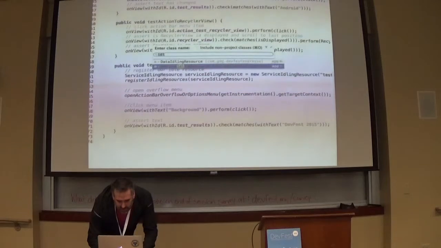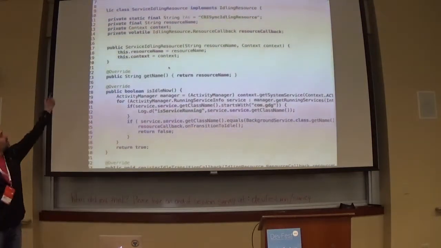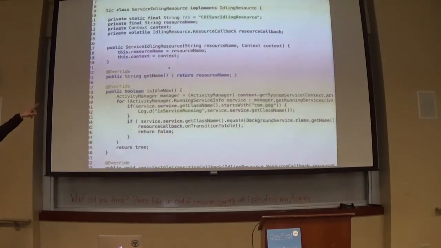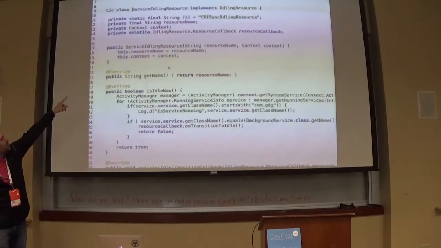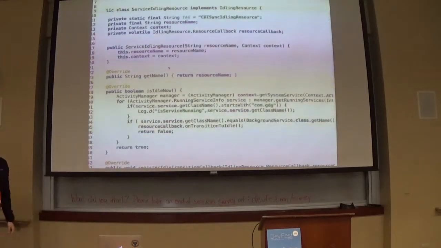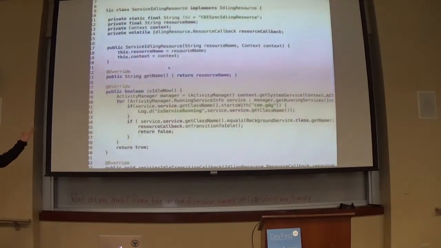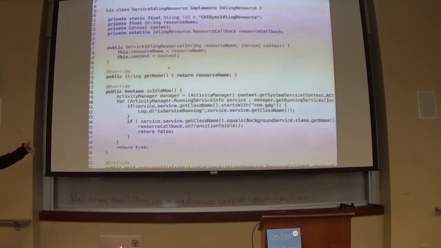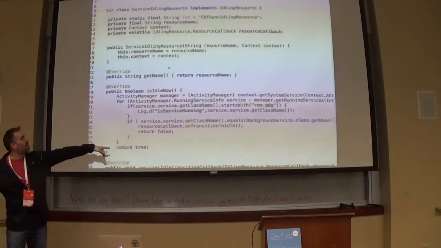the idling resource I created for this. So here, I forgot to change one of my names, because I copied this from a different project. The only thing that really matters here is isIdleNow. So here I'm checking to see whether or not this service is running. If it is running, I return false. If it's not running, I return true.